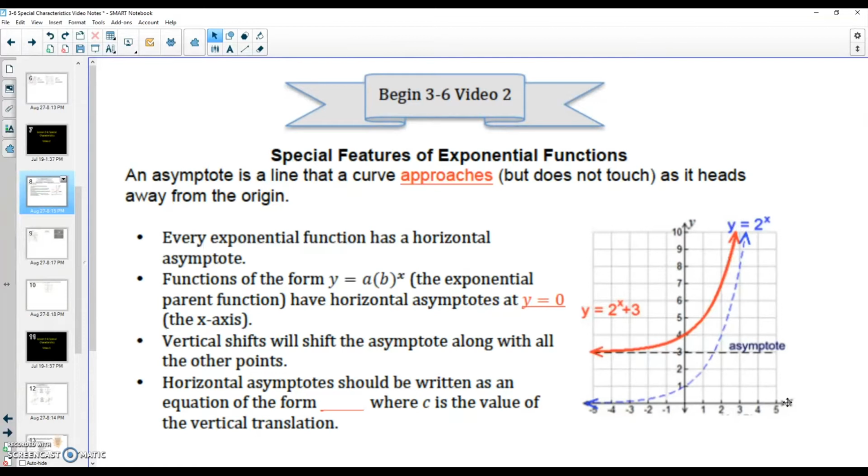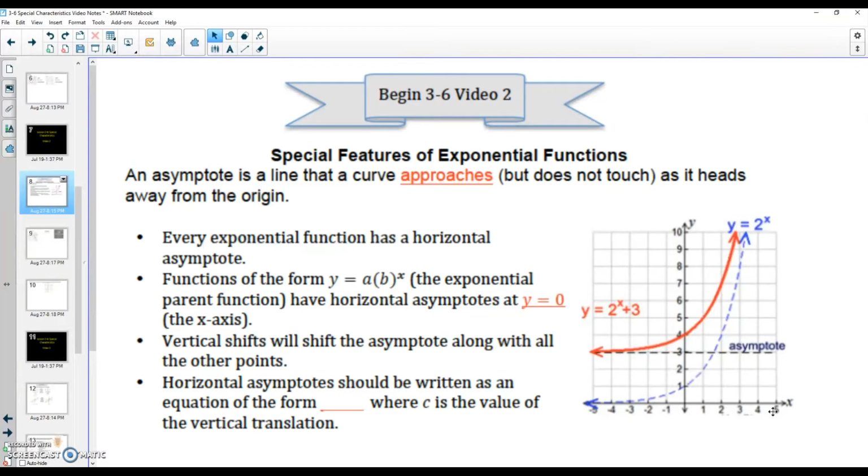Now, any time that we are going to have a vertical shift on our exponential function, that's going to also shift the asymptote in whichever manner we are doing the shifting. So remember, we do a vertical shift by adding or subtracting a number at the end of the function, and whatever we are adding or subtracting, it's going to move the asymptote the same way.